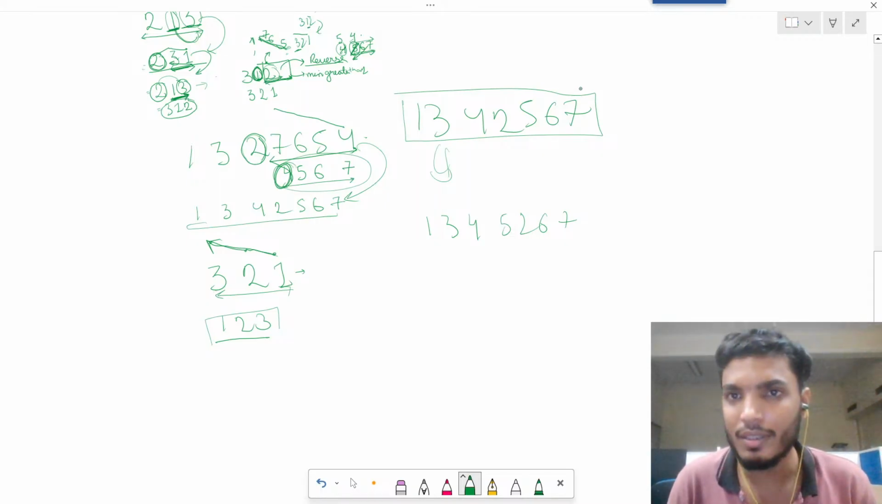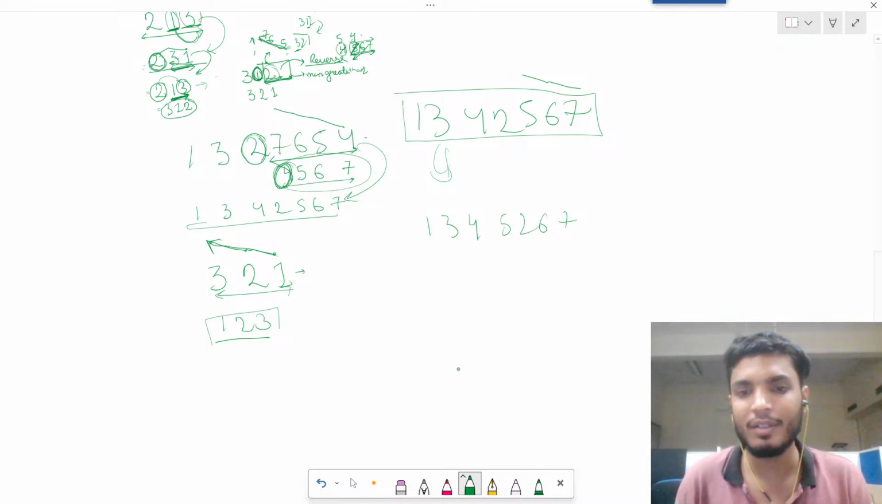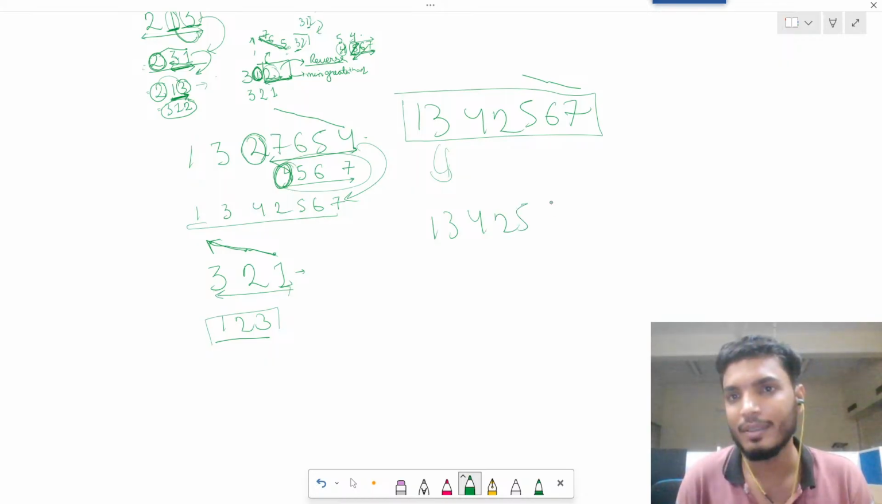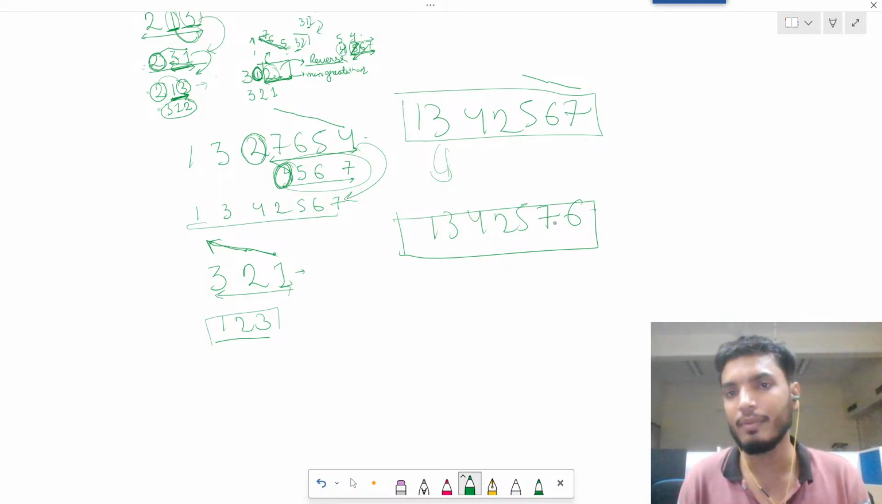तो व्हाट यू डिड, 7 से बढ़ा 6, 6 से बढ़ा 5, ठीक है। सॉरी, नहीं नहीं, एक सेकेंड, I made again a mistake. 1 3 4 2 5, the bigger number will be 7 6. This will be the next bigger number, 1 3 4 2 5 7 6.